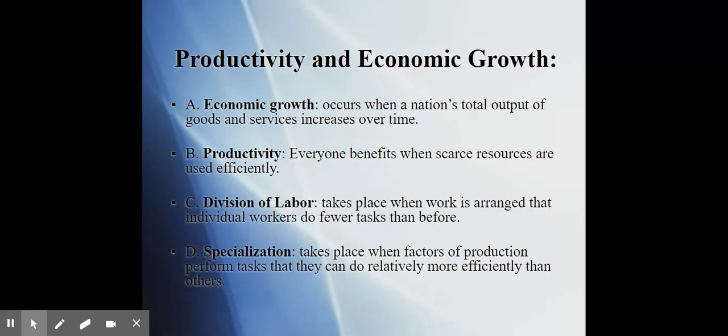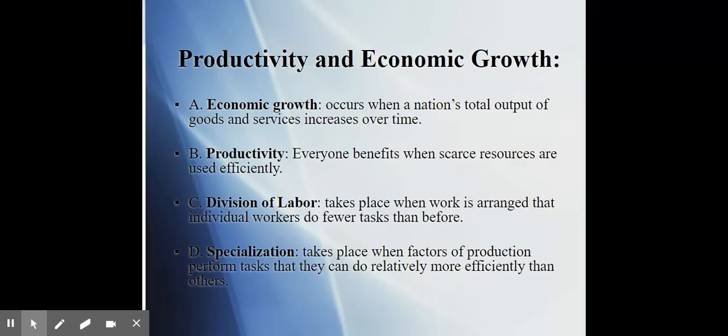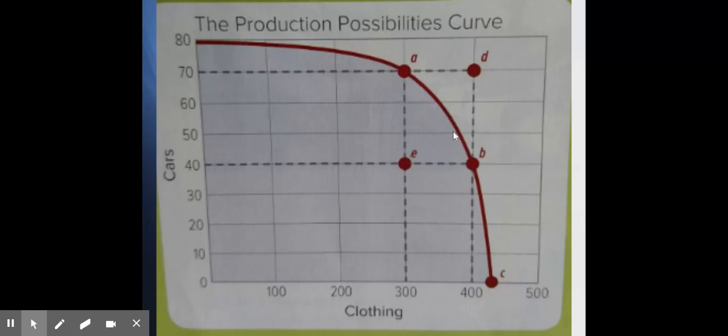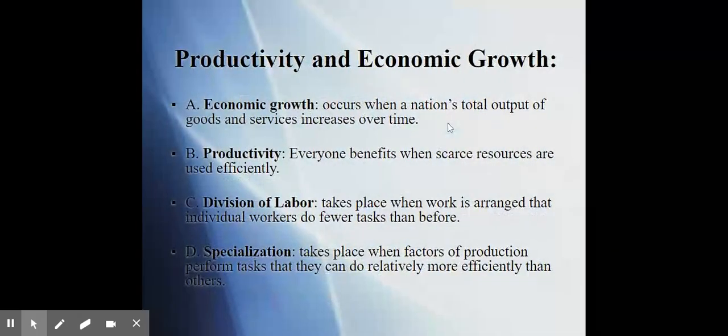Next is productivity. Everyone benefits when scarce resources are used efficiently. That means that we are on this line. If we are being productive, we are on this line. We are not inside this line. Maybe we're a little bit inside this line because we're trying to get as close to being maximally productive as possible. Okay. One of the ways we do that is with division of labor.